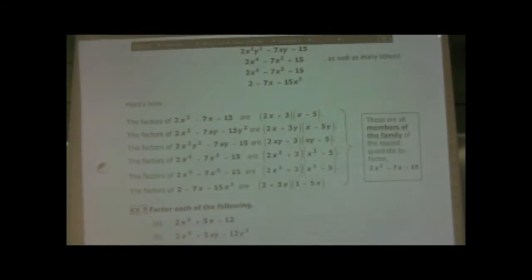So what we're going to do is go ahead and do another set of examples at the bottom of the page. And the first one we have here is the basic one. 2x squared plus 5x minus 12. And for the benefit of some of you that need some work on the box method, I'm going to do this one using the box method.